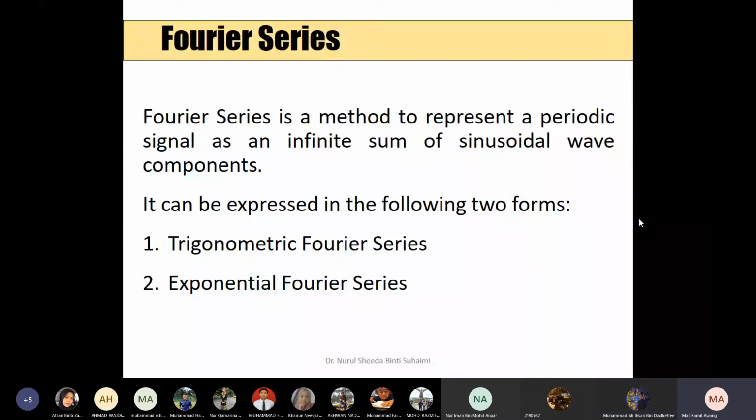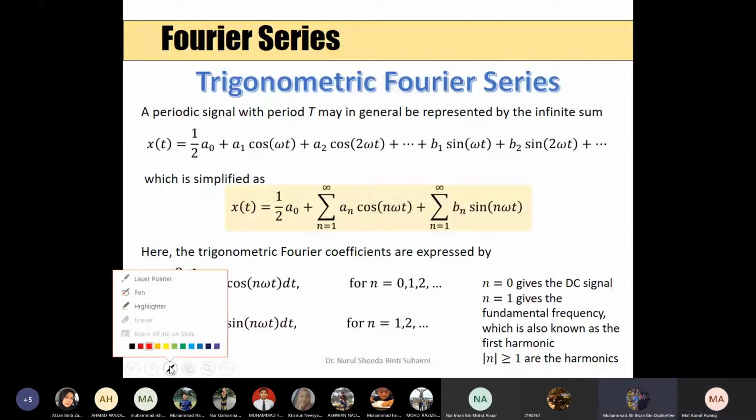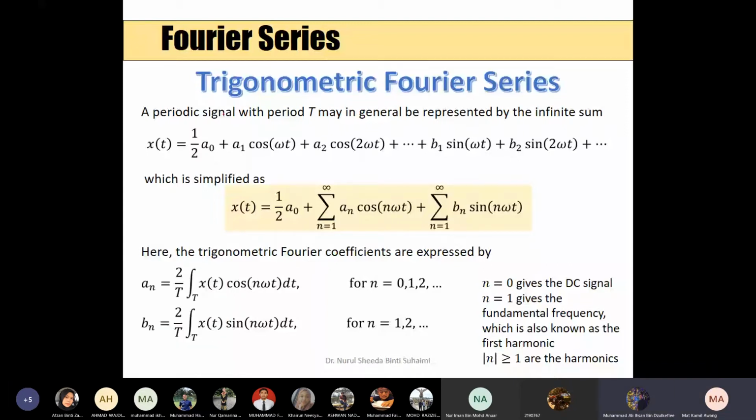Whereas for the exponential Fourier series, we use the exponential term, e to the power of something. Okay? This is the trigonometric Fourier series. A periodic signal with period T may in general be represented as a sum: x of t equals a naught plus a1 cosine omega t plus a2 cosine 2 omega t and so on, plus b1 sine omega t plus b2 sine 2 omega t.